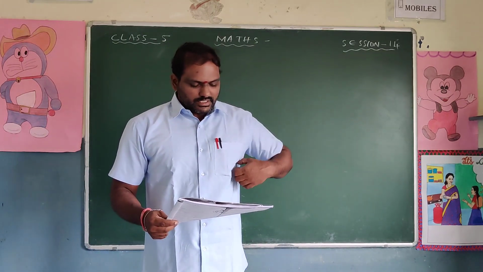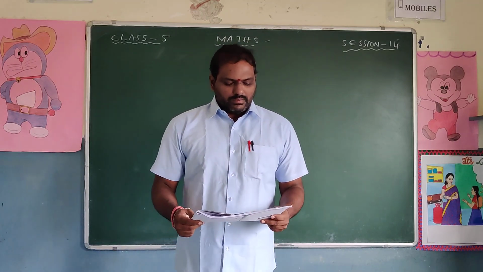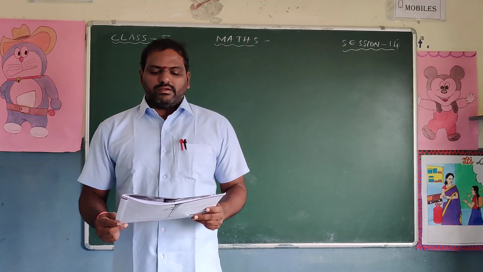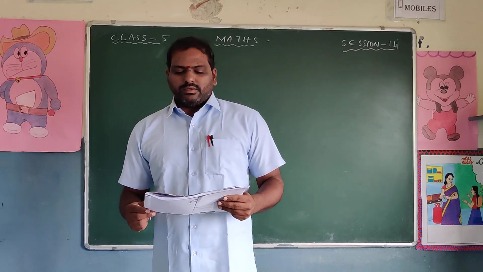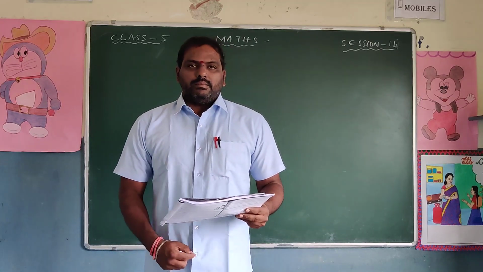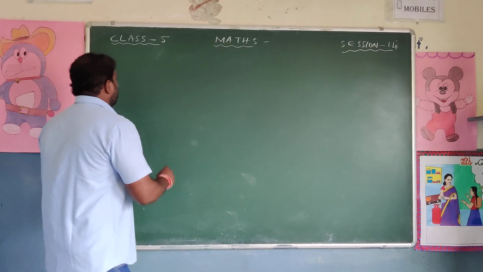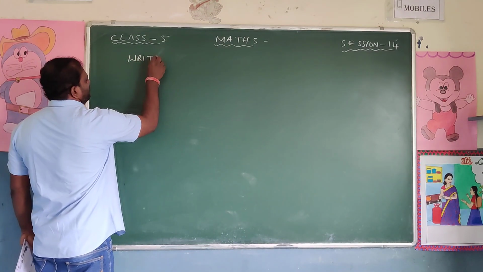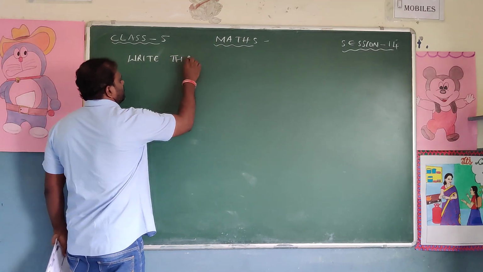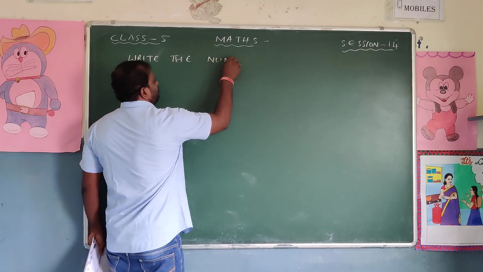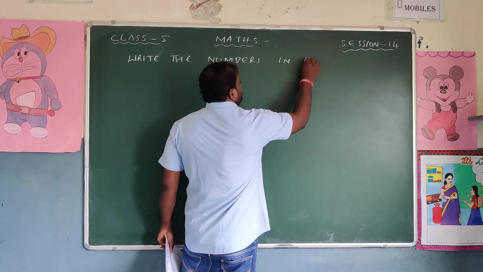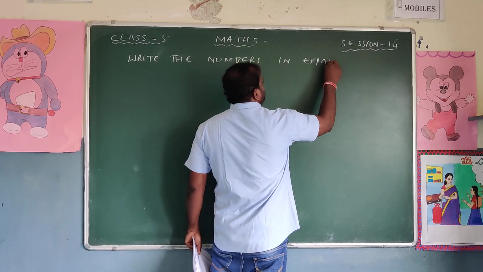In the previous session we followed exercise number 2, the third bit, underline the place value of the digits, which we have discussed. Today we are going to discuss how to write the numbers in expanded form.